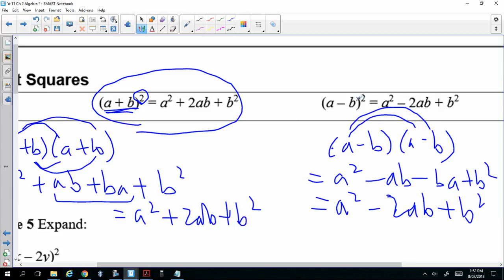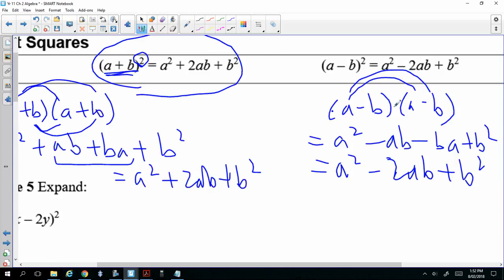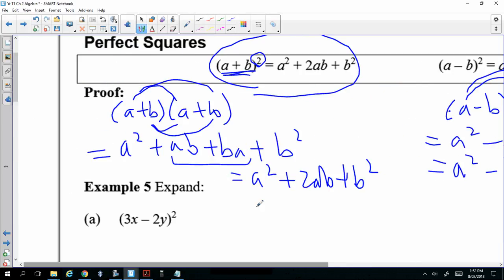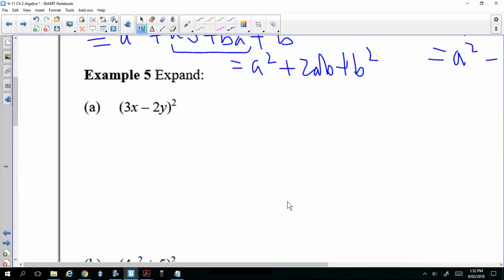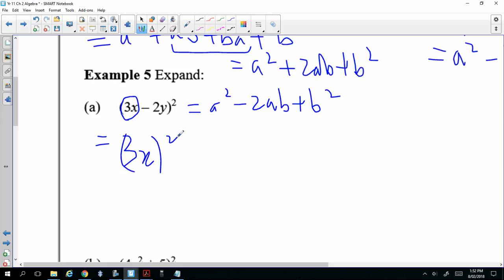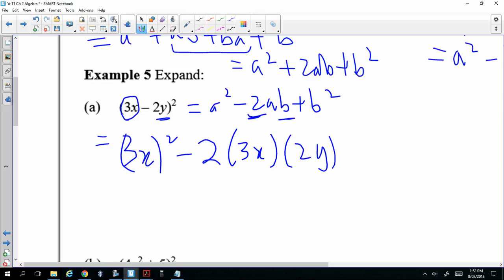You should memorize these formulas rather than doing this arrow each time. So we're going to show you how to use the formula. You're going to use this formula, a squared minus 2ab plus b squared. That's your a, so you write 3x squared minus 2 times 3x, and the b is the 2y. Notice that I just put a minus sign here. 2y is just the b. So that's your (a minus b), plus 2y squared.